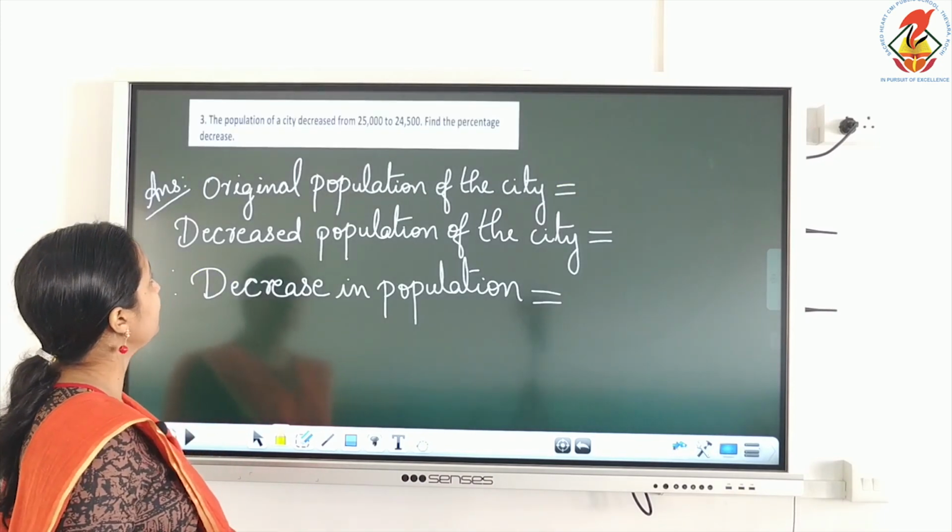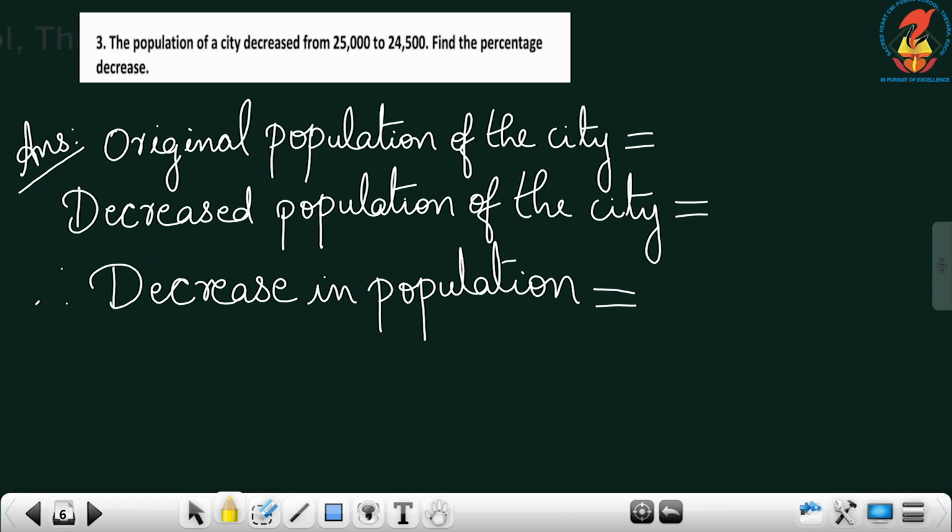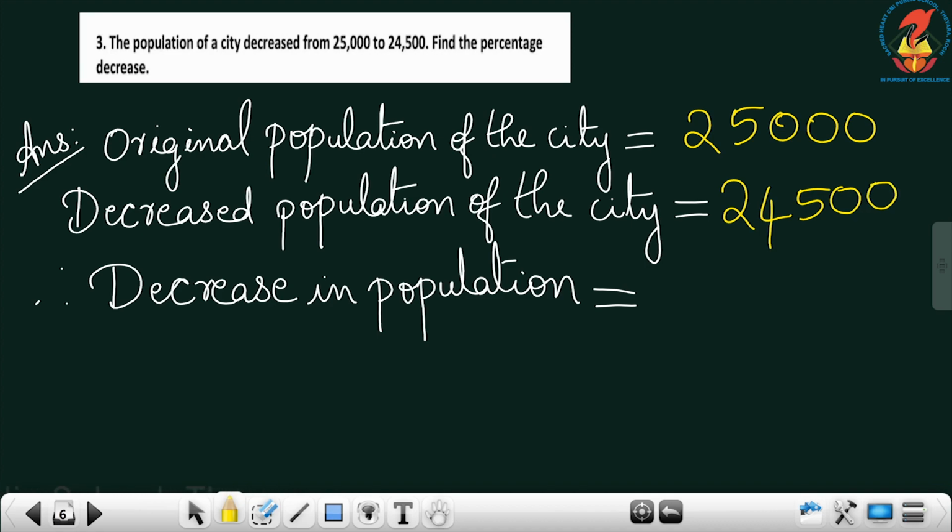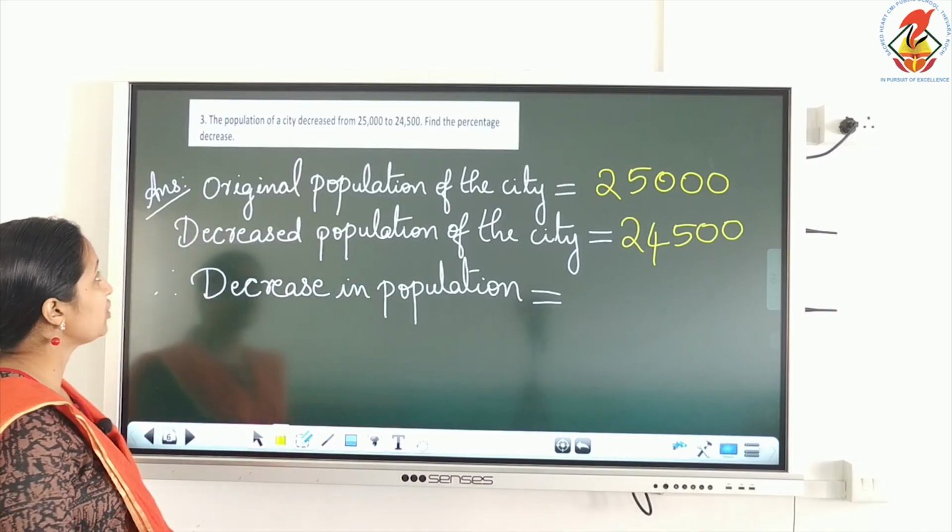Now, move to the next question. The population of a city decreased from 25,000 to 24,500. So, 25,000 is the original population of the city, and it decreased from 25,000 to 24,500. So, we can say the decreased population in the city is 24,500. I hope it is clear, and we have to find the percentage decrease here.